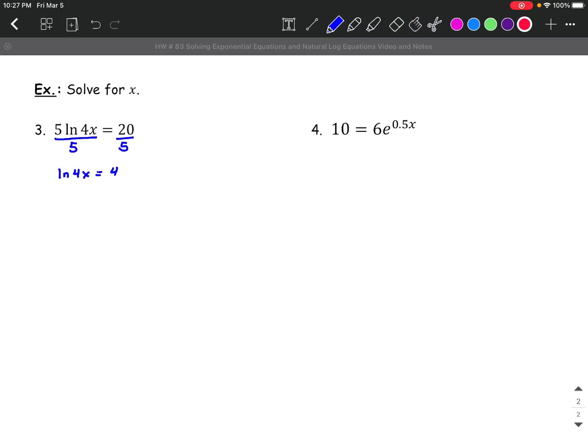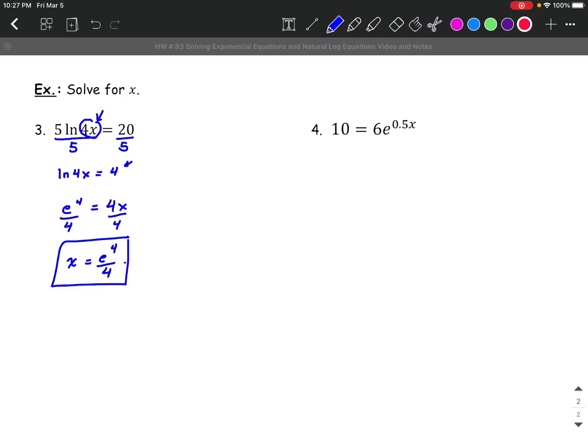Next, we put it in exponential form. Our base is e, the exponent is 4, and that's going to be equal to 4x. Now to solve for x, we have to divide both sides by 4. So x is e to the 4th over 4. And if I was to plug that back in here, 4x times this is going to be a positive number, so we're okay. That's our answer. We get to stop right there.